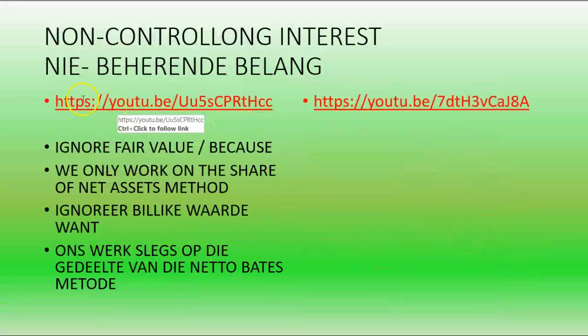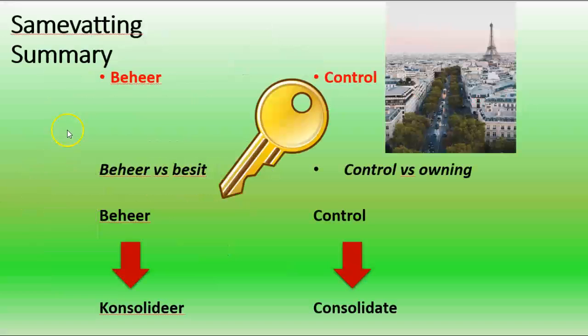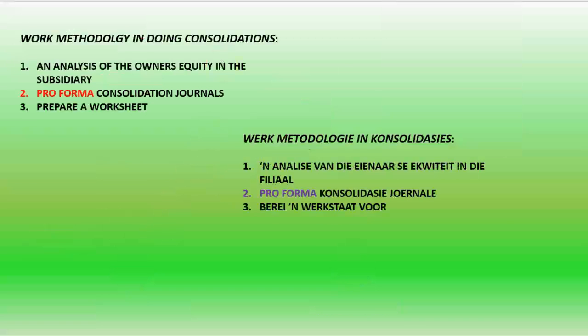Non-controlling interest, please go watch these two videos first before we proceed. We say, well, we ignore to a great extent fair value, because we only work on the share of net assets method. Now you'll see how we're going to go about it, but you should know that what is important is that a group comes together when control is gained by one entity over another entity, and once control can be proved, it means that there's a group of companies and we have to provide consolidated financial statements.